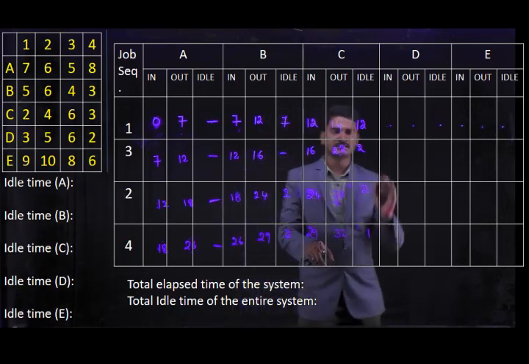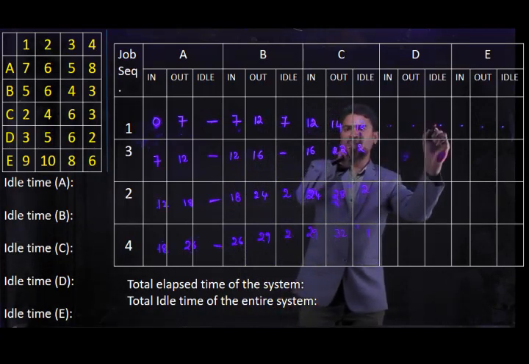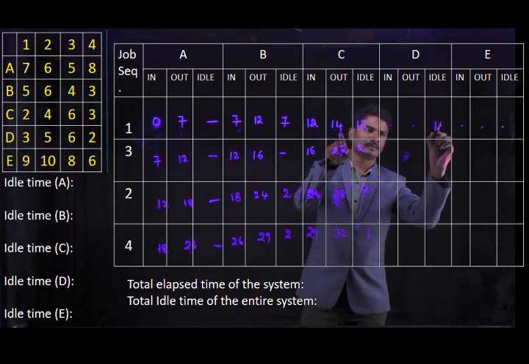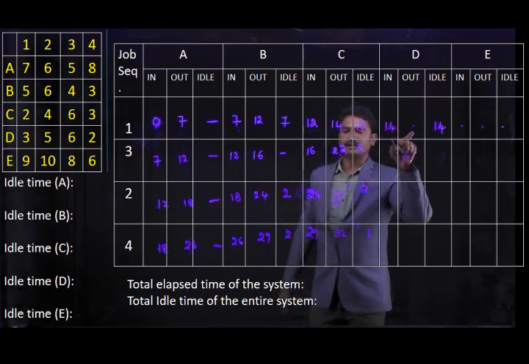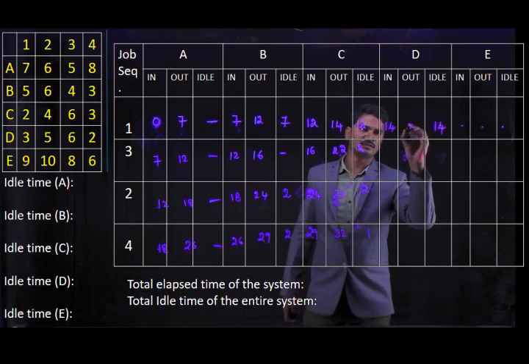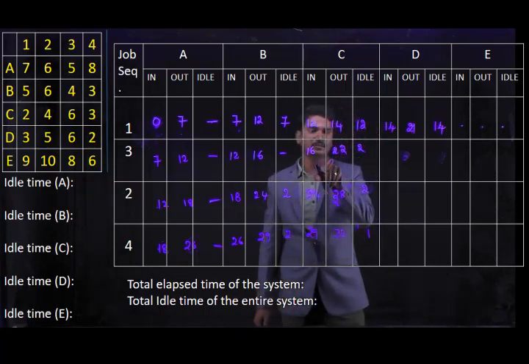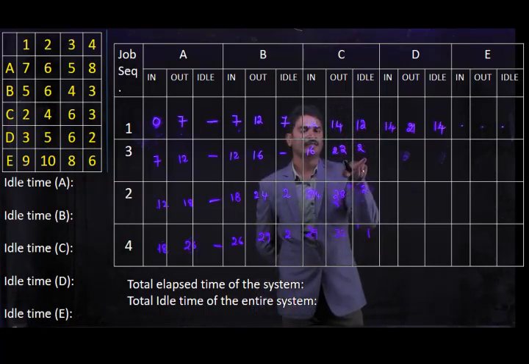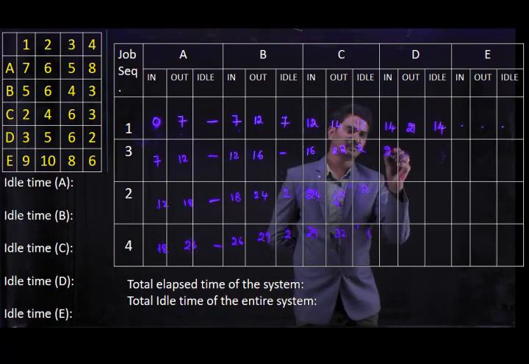Next, coming to machine D. Here it was idle up to the 14th hour, and we are going to start the job at the 14th hour. The processing time is 7 hours, so total is 21, and up to the 22nd hour job 3 was performed at machine B, so after completion of this only we are going to take it at 22. Here the waiting time is 1, the difference is 1 hour.